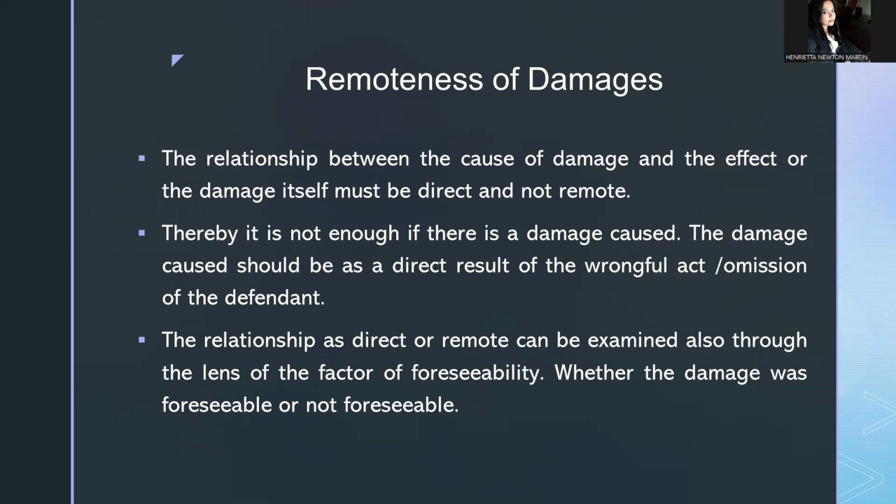Now, the relationship as direct or remote can be examined also through the lens of the factor of foreseeability. Remember, we spoke about foreseeability. That means whether the harm was foreseeable or not foreseeable, whether damage was foreseeable or not. Now remember, again, I'm reminding you, I'm using the word damage. There is a difference between the word damage and damages. Damages is compensation. Damage is the harm that is inflicted. So whether the harm or the damage was foreseeable or not foreseeable.